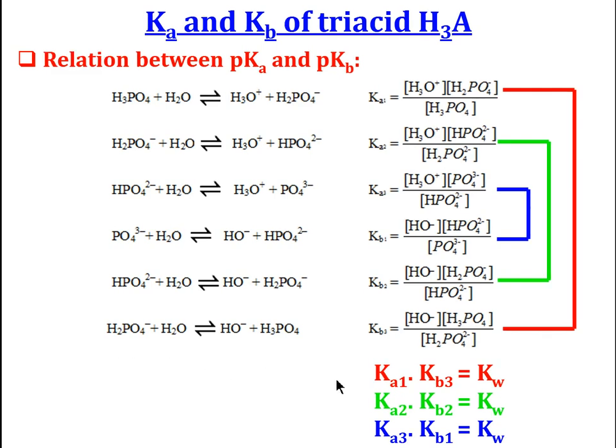To note also that Ka1 corresponds to the first acidity of H3PO4, Ka2 to the second acidity of H3PO4, Ka3 to the third acidity of H3PO4, Kb1 to the first basicity of PO4 3-, Kb2 to the second basicity of PO4 3-, and Kb3 to the third basicity of PO4 3-.